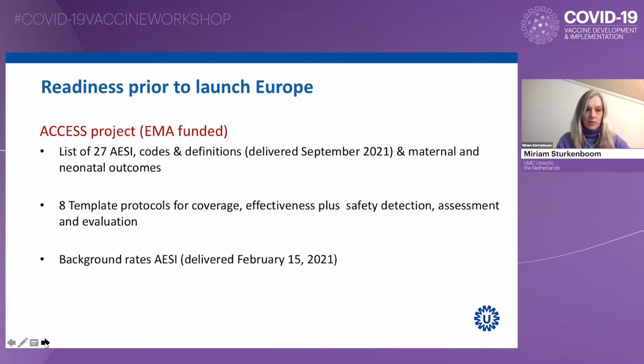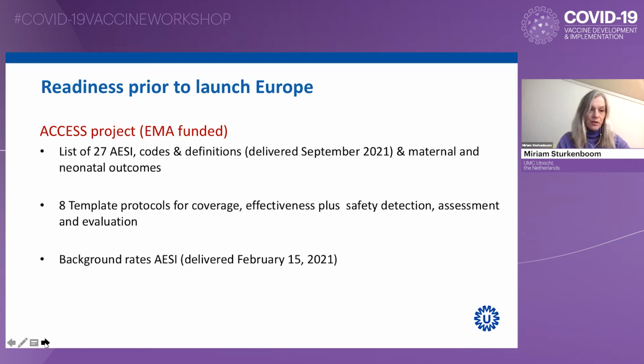Now let's look in a little more detail at this ACCESS project. It listed 27 AESI. We'll look at that in a later slide. It prepared all the codes that you need to identify those events across different vocabularies such as ICD-9 and 10, READ, ICPC, and it had the definitions. And this was already delivered in September 2020.